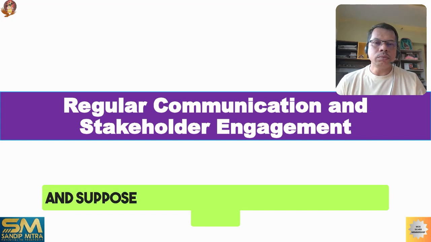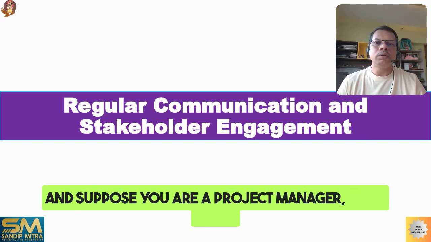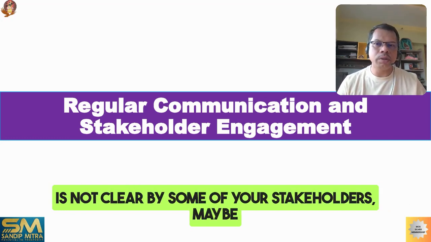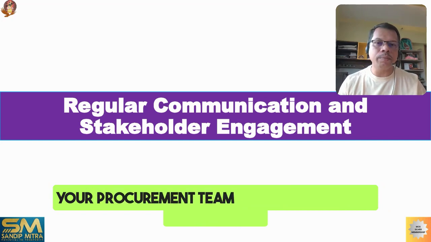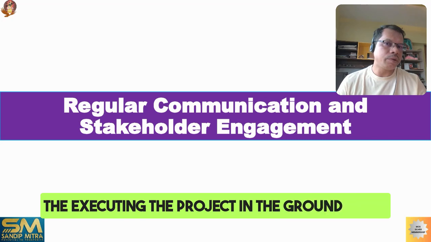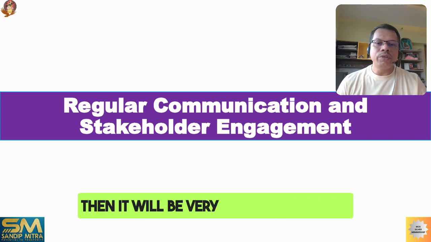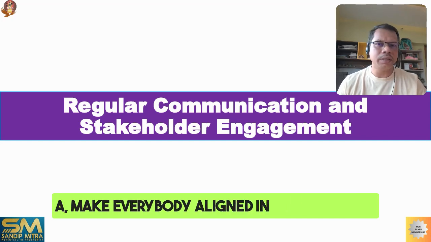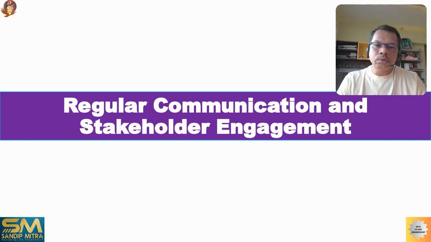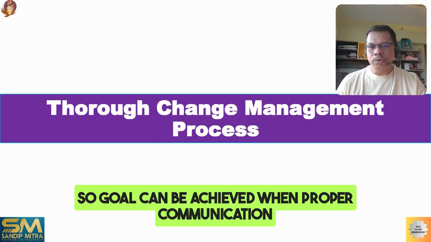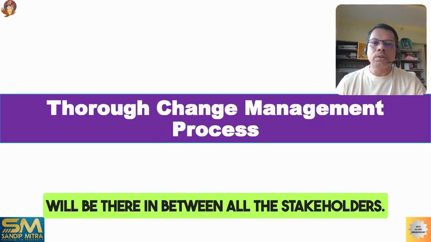And suppose you are a project manager, and your scope is not clear to some of your stakeholders, maybe your procurement team or the design team, and whoever is executing the project at ground level, then it will be very difficult to make everybody aligned on a single goal. So the goal can be achieved when proper communication is there between all the stakeholders.